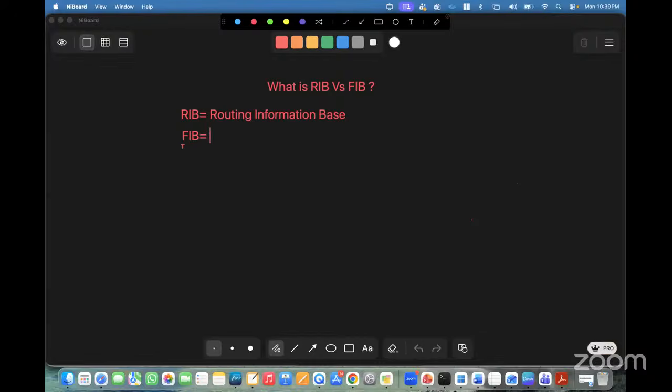Now you tell me one by one, what is the difference? This is not SD-WAN, to be honest. I start from 0, minus, not even 0, it's a minus. We are talking about CCNA and CCNP. So RIB is actually the control plane and FIB is the data plane to carry the data.